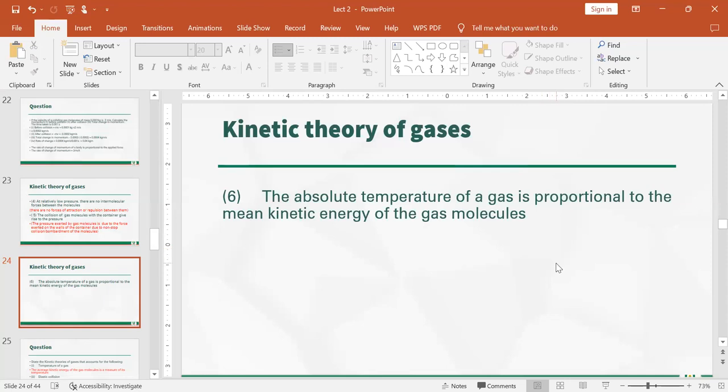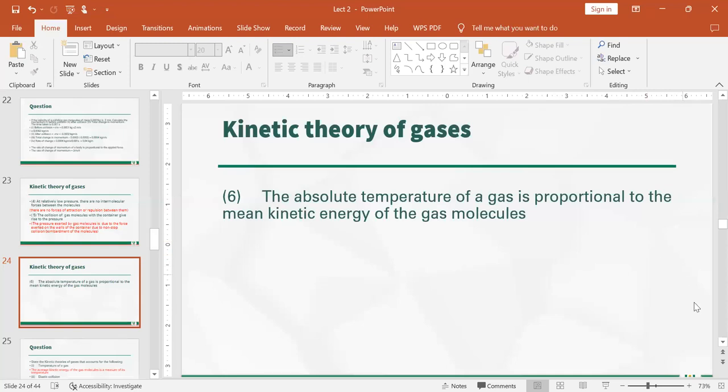Take note, when we come to the kinetic energy of the gas molecule, the factor that reflects that is temperature. When we come to the pressure of gas molecules, the factor that reflects that is the collision with the wall of the container. When we are considering collision with the wall of the container, we are looking at gas pressure. And when we are considering the average kinetic energy at which the gas molecule moves, we are considering temperature.